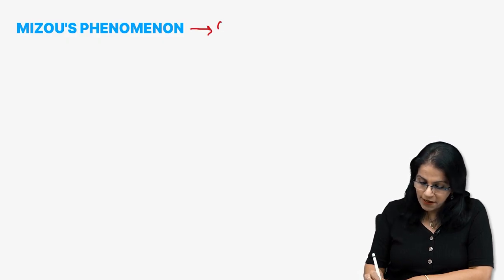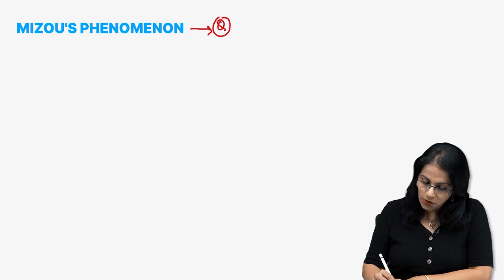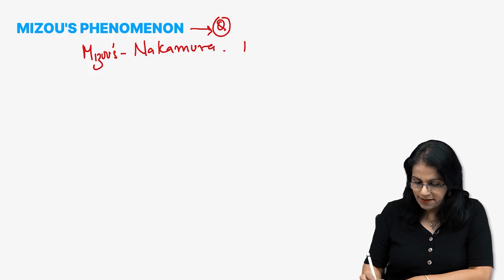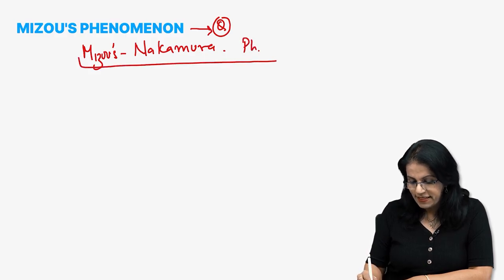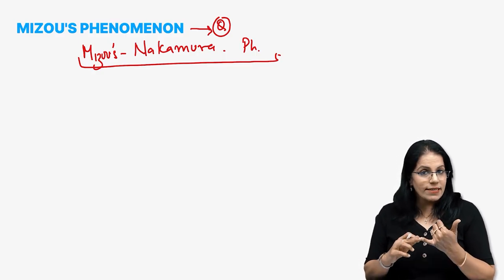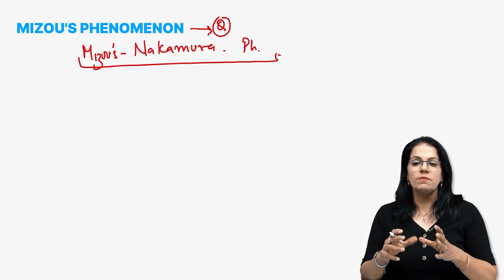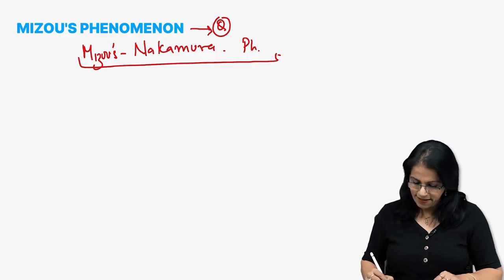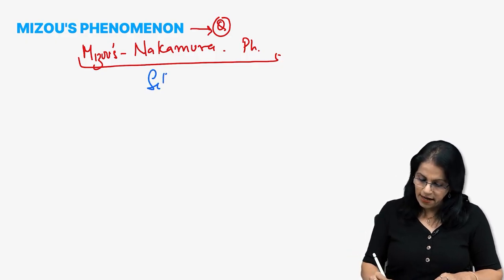So, Oguchi's disease, the question is, what is Mizuo's phenomenon? The other name is Mizuo-Nakamura phenomenon. Let us understand. So, this patient is having what problem? Night blindness with pale fundus. Now, you ask this patient to sit in the dark, make him sit in the dark for 1 hour.